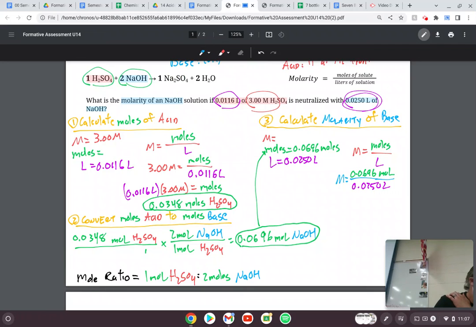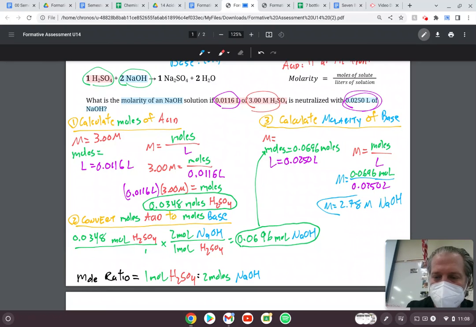When I solve this, I take 0.0696 divided by 0.0250. That is not what I wanted to do. I don't know what I typed in here. 0.0696 divided by 0.0250. That makes more sense. Holy mackerel. My molarity with sig figs here would be 2.78 molar, and that would be NaOH for my final answer.